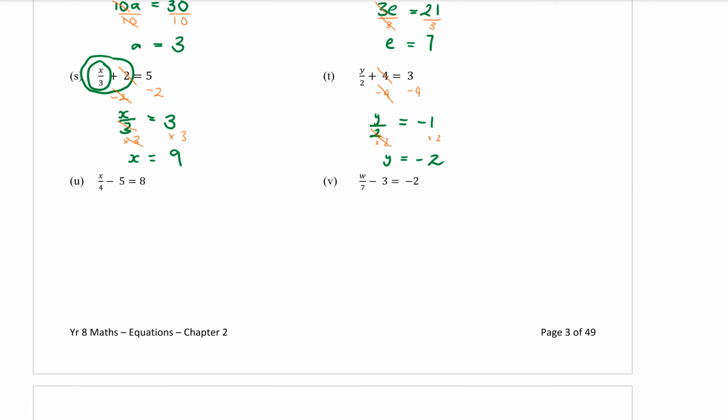Then the second step is I want to get rid of this 2. The line means divide. So opposite of divide is to times by 2 to both sides, but keep it balanced. That will cross that off. Minus 1 times 2 makes negative 2. I'll come and do some with you when we get started. All right. Part U and V, we've done a lot of these.